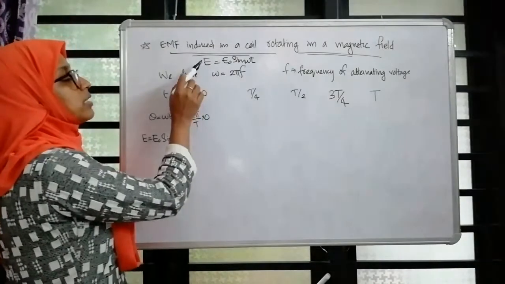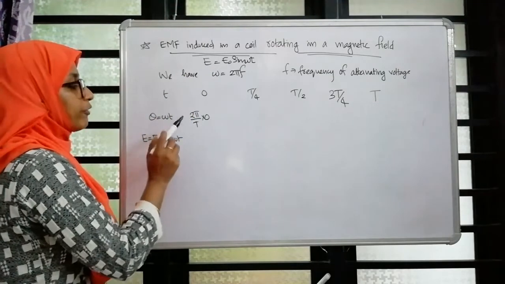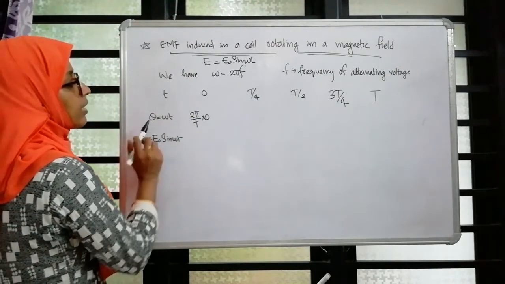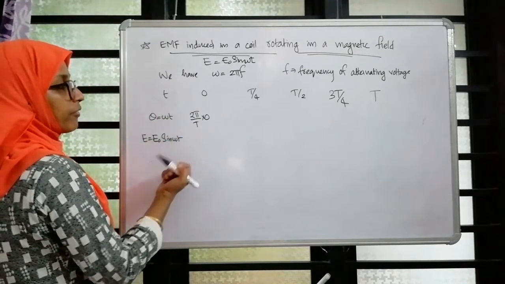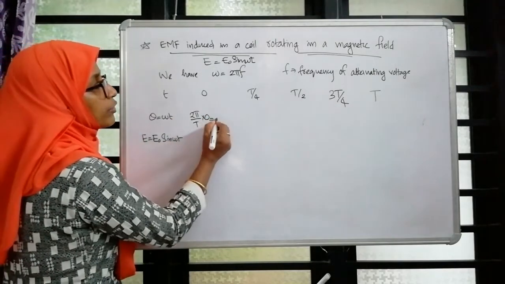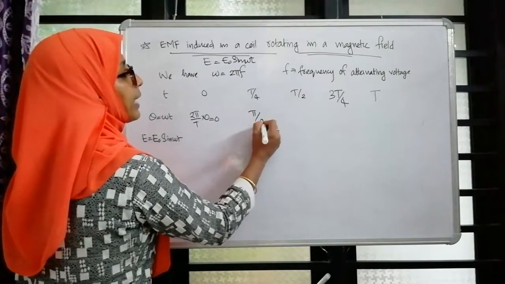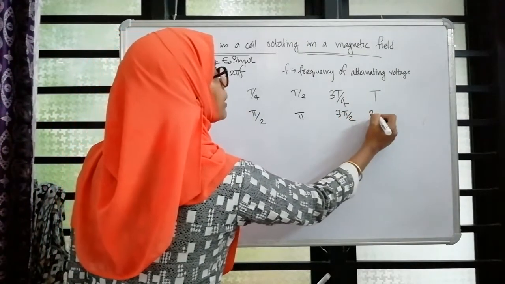Using this alternating EMF expression, we can find out the graphical representation. For that, make a table like that. For time T, we have to find out theta and the corresponding EMF. We know omega is equal to 2 pi by T. For time equal to 0, theta will be equal to 0. And it will be pi by 2, and here it will be pi, and here 3 pi by 2, and this will be 2 pi.